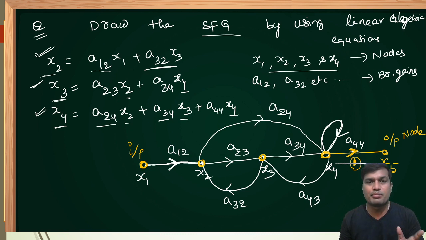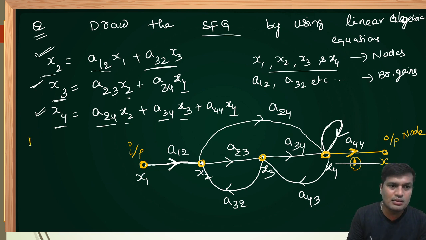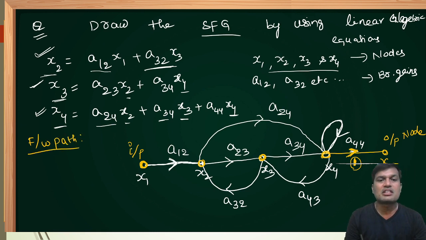Okay. Now, what is meant by node? What is input node? What is output node? What is mixed node? These four definitions are completed. Now, let's come to the forward path. What is the definition of a forward path? I said a path which starts at the input node and ends at the output node, along which no node is repeated more than once, then we call it a forward path.